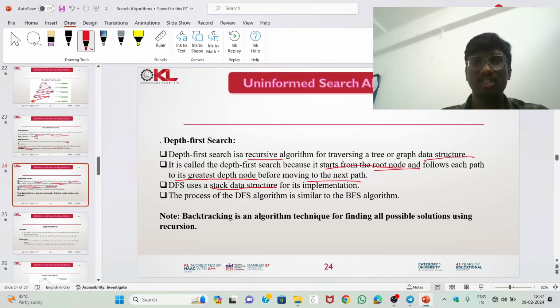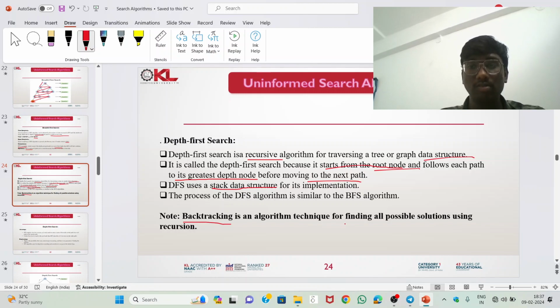Generally, the processes of DFS and BFS are similar, but backtracking is available only in DFS. Backtracking is an algorithmic technique for finding all possible solutions using recursion.